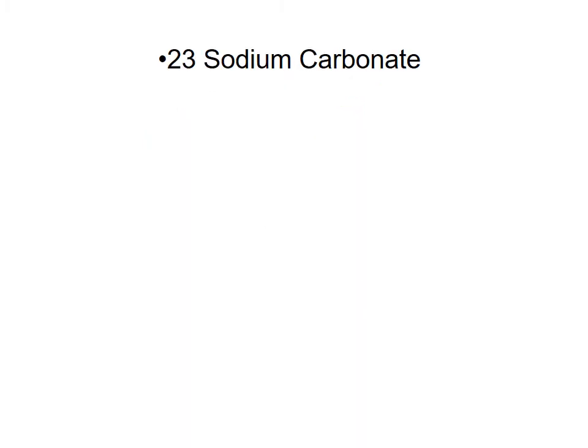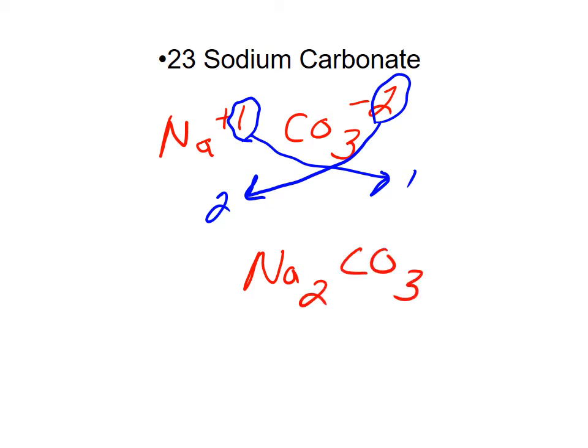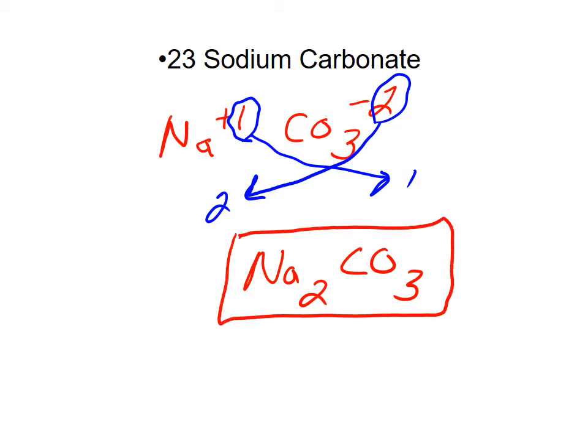So for 23, we have sodium carbonate. Sodium is Na +1. Carbonate is CO3 -2. So again, since the oxidations don't add to 0, we're going to do a cross. So the 1 will come down here. The 2 will come over here. So we will have Na2 CO3, we don't need to write a 1, don't need to put a parenthesis around it because we're not doubling it up or anything. So it's Na2CO3, sodium carbonate.